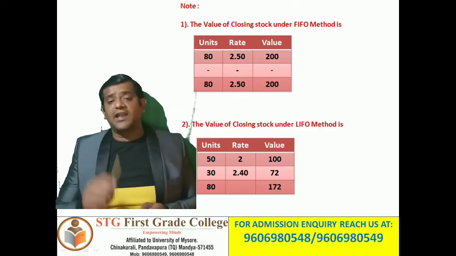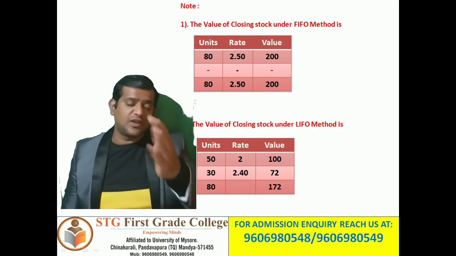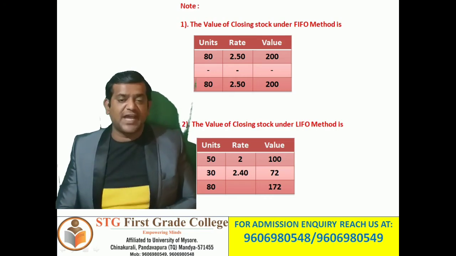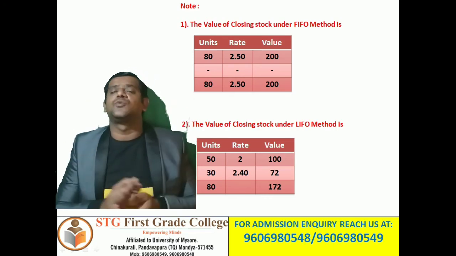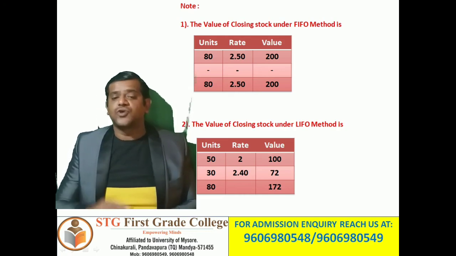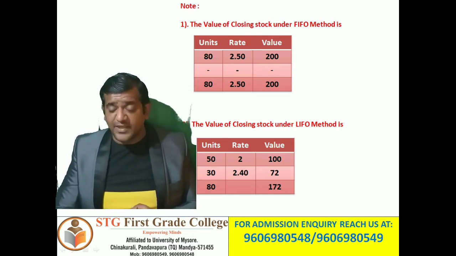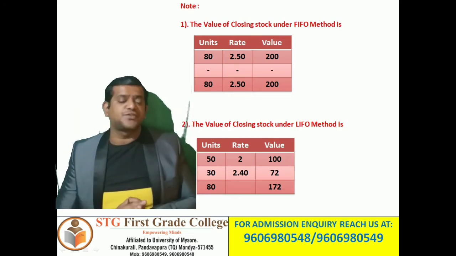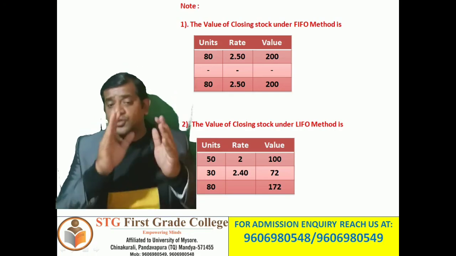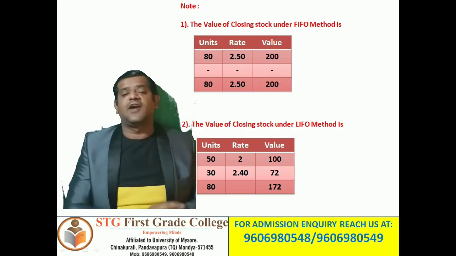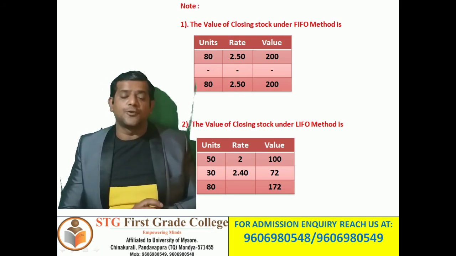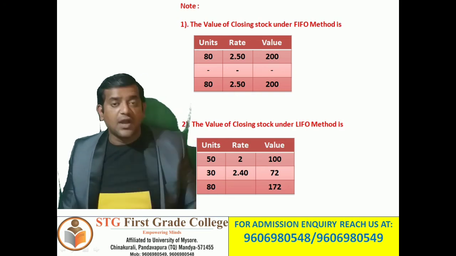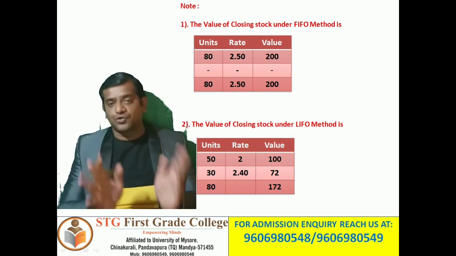So note the value of closing stock under the FIFO method. Left out directly is 80 units at rupees 2.50, so 200 rupees is the value. The total is also the same, 80 units, 2.50, 200 rupees. The value of closing stock under the LIFO method is 50 units at rupees 2, 100, then 30 units at rupees 2.40, 72 rupees. So the total units is 80 and the value is 172 rupees. Clear? So we are done with illustration number 2 under materials or stores ledger account.